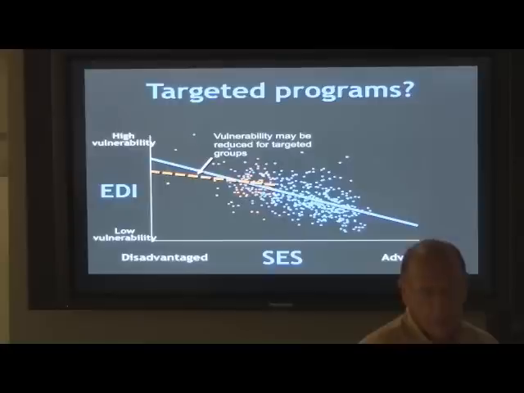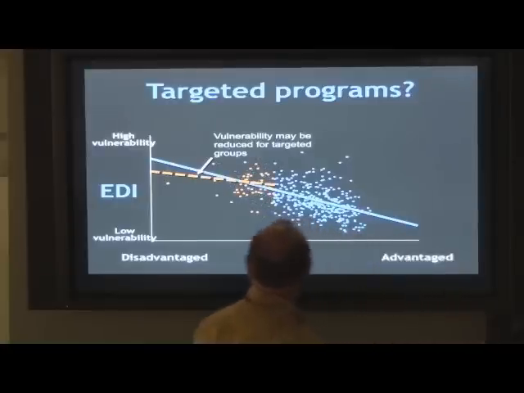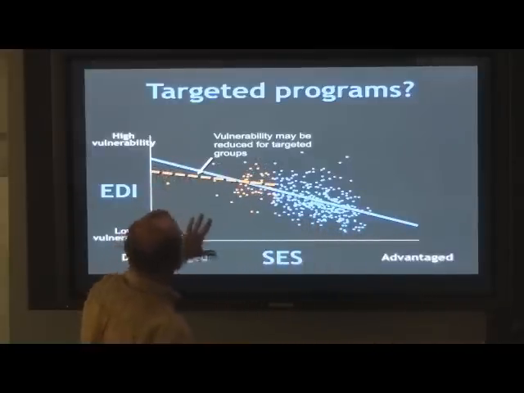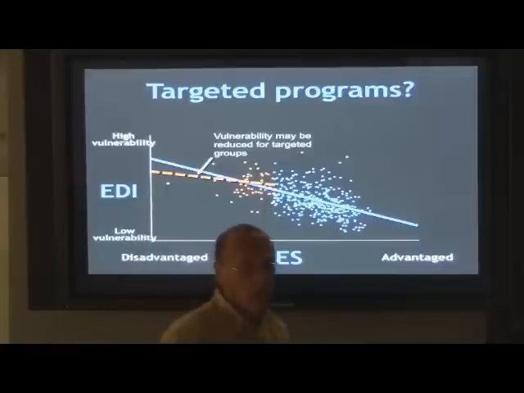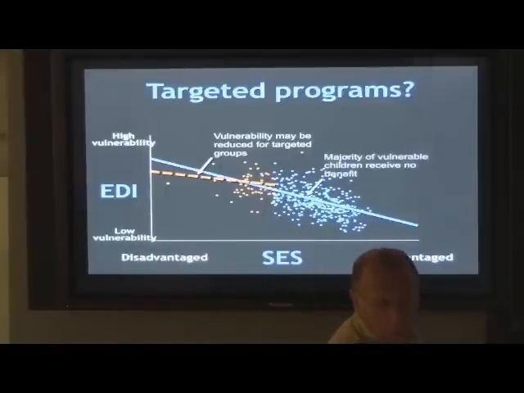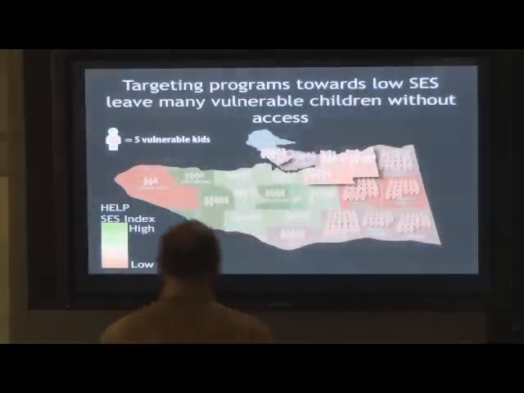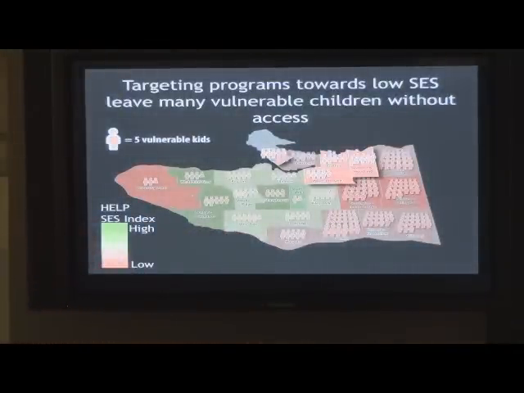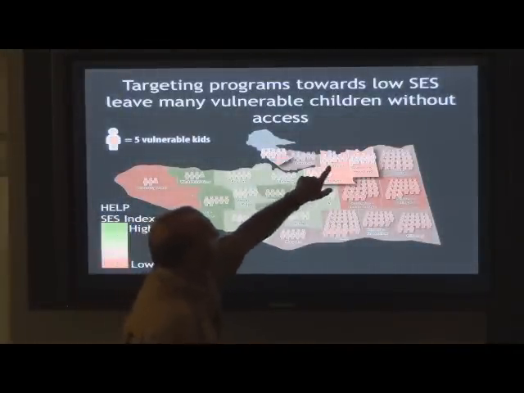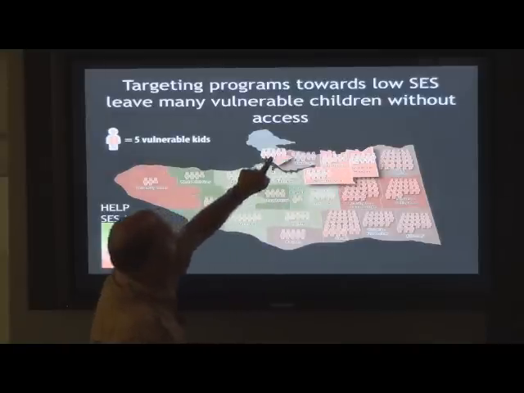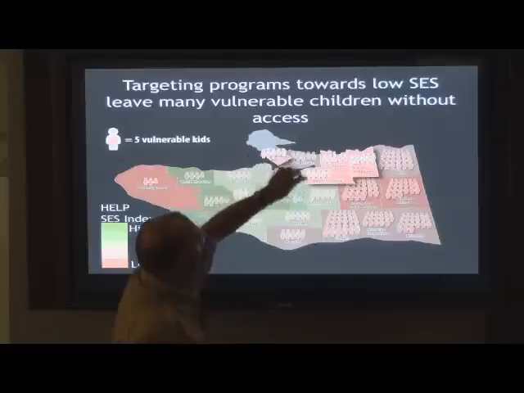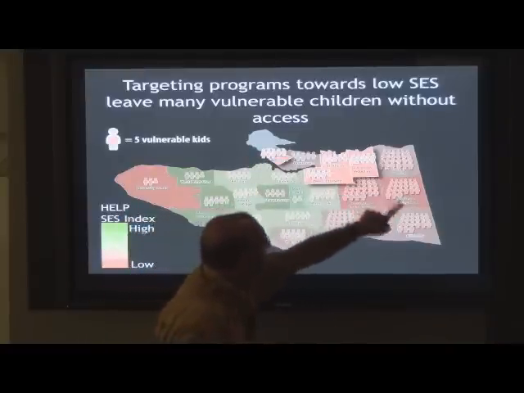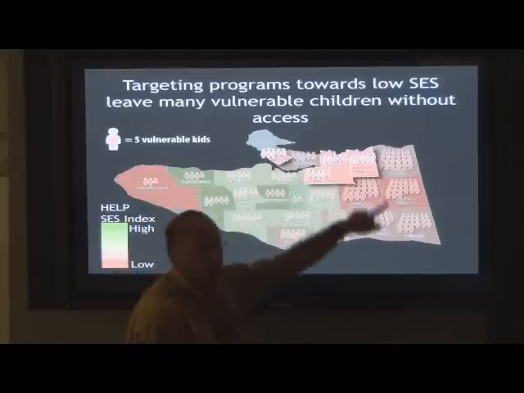So if you want to go for targeting, in this case we'll consider geographic targeting, what you might get would be something like that. You hit the low socioeconomic neighborhoods, which are relatively high in vulnerability, and if it's effective, you would get something like that. The problem being, though, that the majority of vulnerable children would receive no benefit. If you go to Vancouver, the lowest socioeconomic neighborhoods are these ones: Mount Pleasant, Strathcona, Downtown East Side, Grandview, Woodlands, and West End. And you can see these are the vulnerable kids who might get picked up in programs that are based in those areas. But look at all of the vulnerable kids elsewhere that are not picked up.